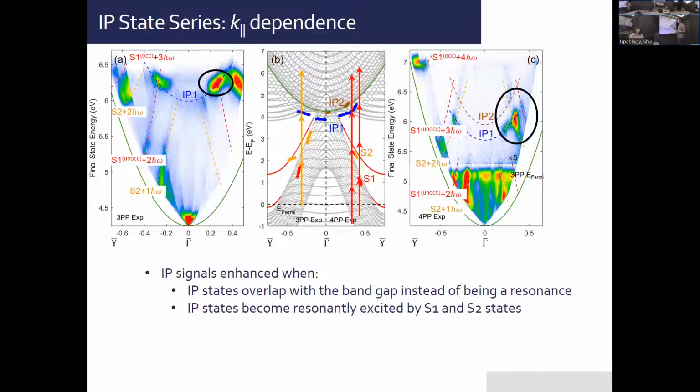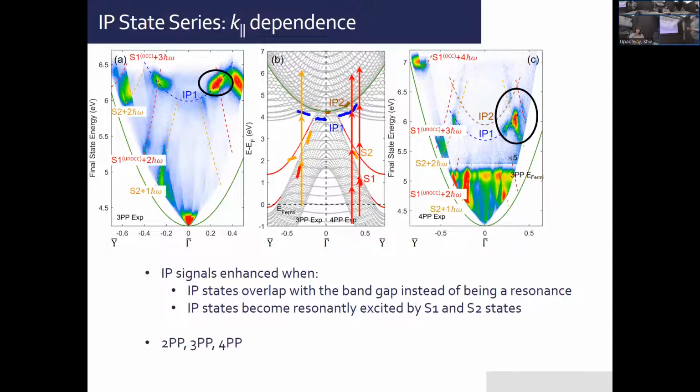Also, it can be enhanced when it matches the resonance condition. For example, here there is a one photon resonance between the S2 state and the image potential state, and we can see over here that there is a crossing, nearly an X-shaped feature, and we can see at the crossing point the intensity is enhanced.